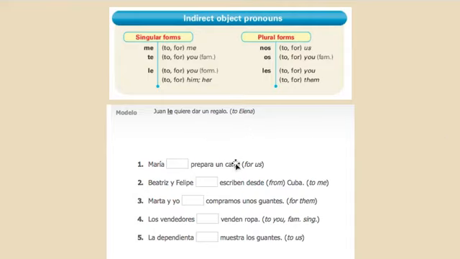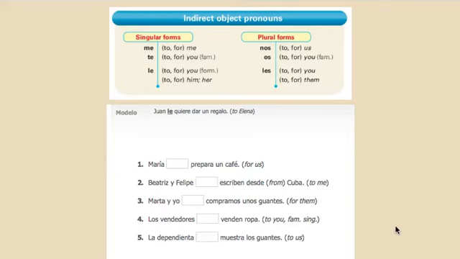María prepara un café for us. The indirect object that corresponds to us is nos, ¿no? María nos prepara un café. Beatriz y Felipe escriben desde Cuba to me. So you can say Beatriz y Felipe me escriben desde Cuba. They write to me from Cuba.